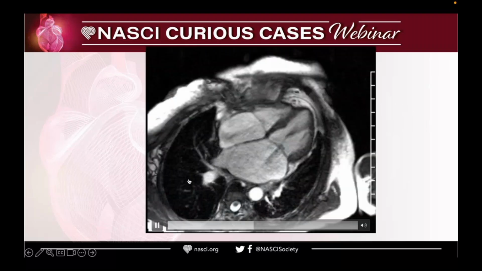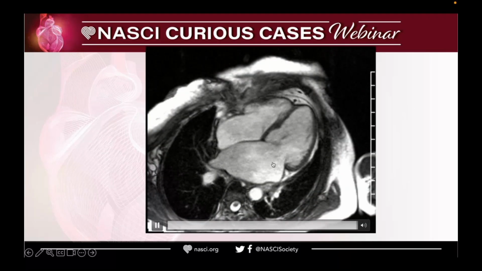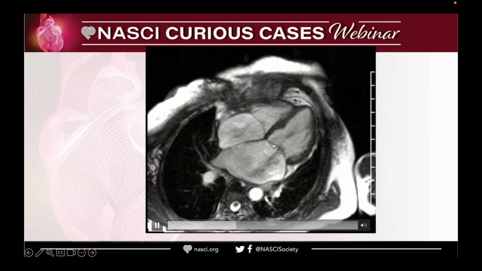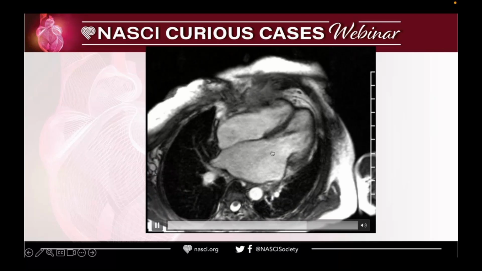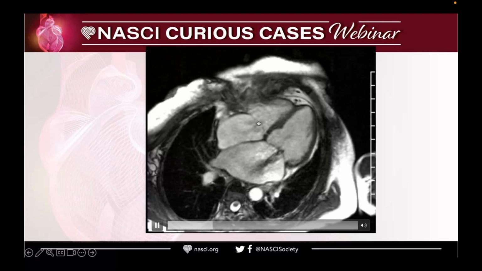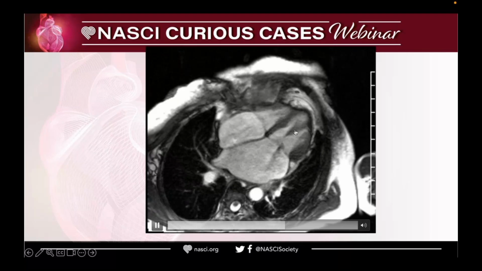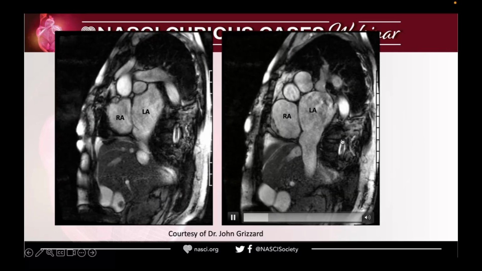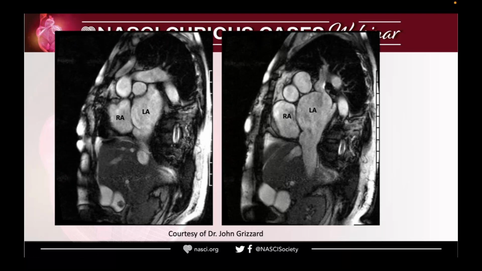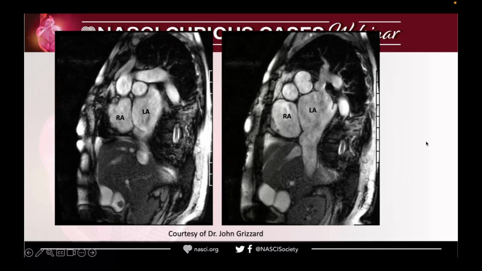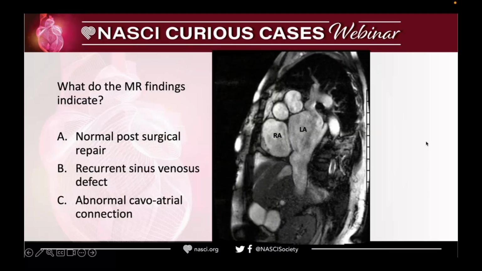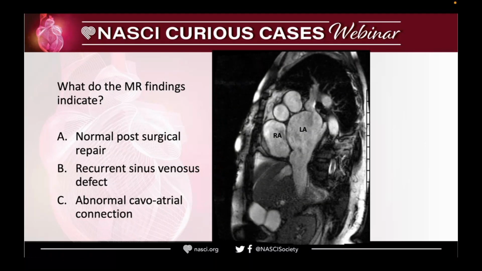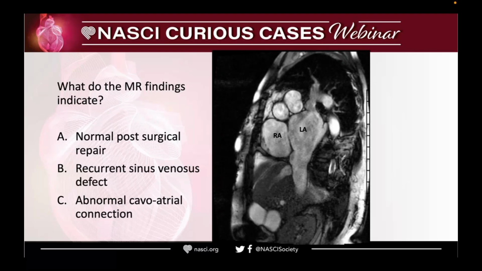These were her initial images, steady state free precession in 4-chamber view, showing a significantly large left atrium, some mitral valve regurgitation, and also some tricuspid valve regurgitation. And this was her short axis view through the atria. I will give you a chance to look at the images, and then I'll go to the question. What do the MR findings indicate in this patient? Normal post-surgical repair, recurrent sinus venosus defect, or abnormal cavo-atrial connection?